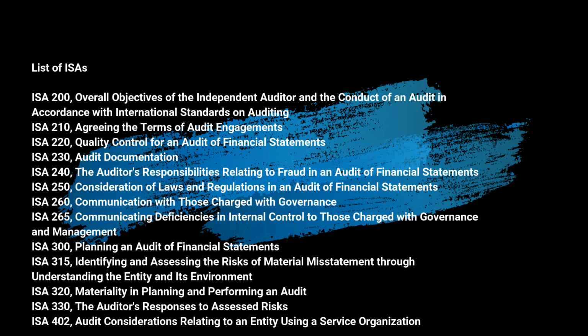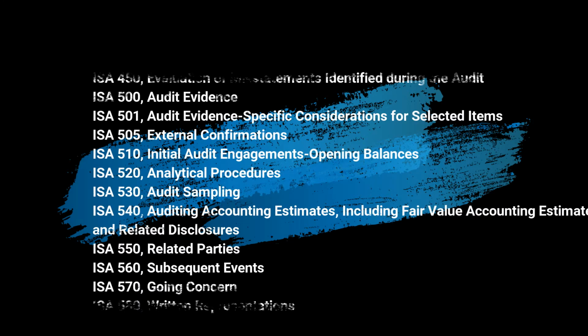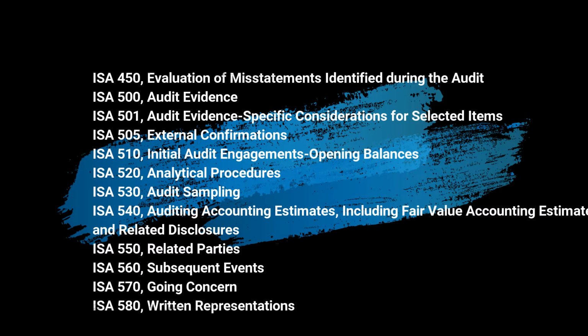ISA 500 talks about audit evidence. ISA 501 talks about audit evidence, specific considerations for selected items. ISA 520 talks about analytical procedures. ISA 550 talks about related parties. ISA 560 talks about subsequent events. ISA 580 talks about written representations.